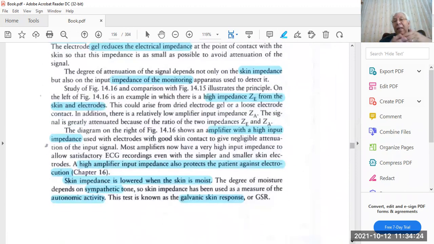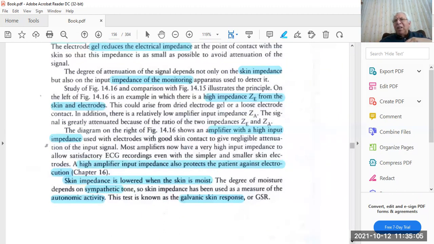Of course, when the skin is moist, definitely it will conduct current much better than dry skin. The moist skin, interestingly, is due to sympathetic activity. Whenever I have sympathetic activity, I find the skin has more moisture. This is measured accordingly by what we call galvanic skin response. So we can know from this moisture the electrical activity of the autonomic system.